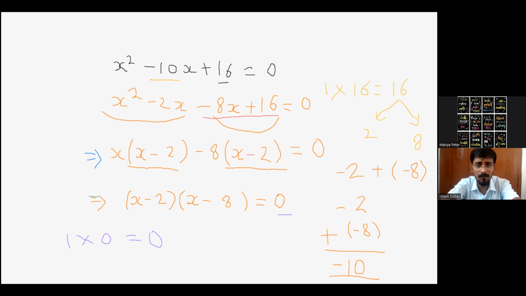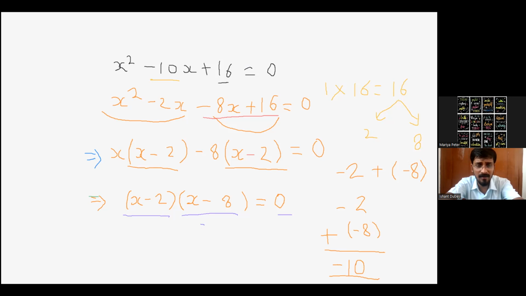Here it is the same way. In one bracket you have x minus 2, in the other bracket you have x minus 8. Once one term is 0, then only will you get 0 on the right hand side. So x minus 2 should be 0 or x minus 8 should be 0. Any one should be 0. Suppose I make x minus 8 equals to 0.